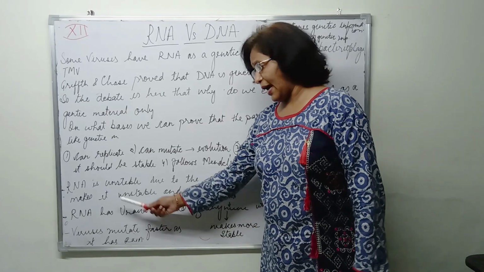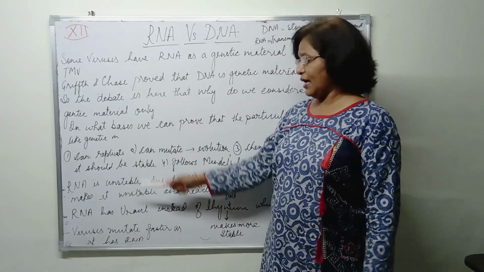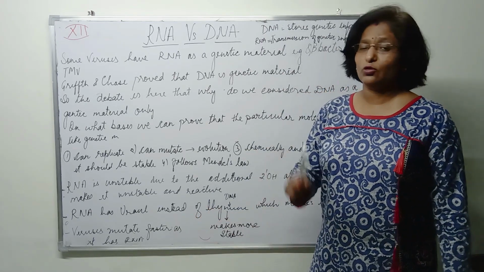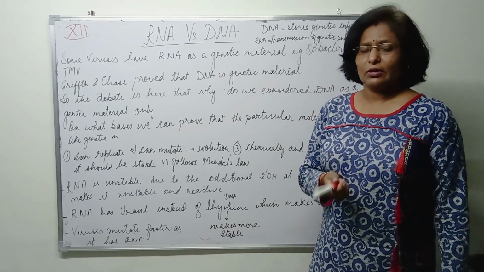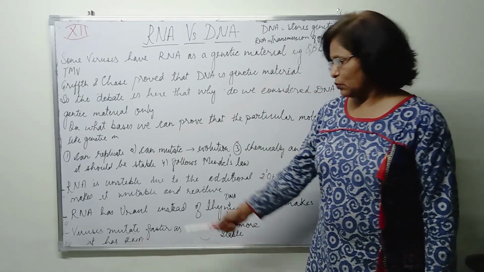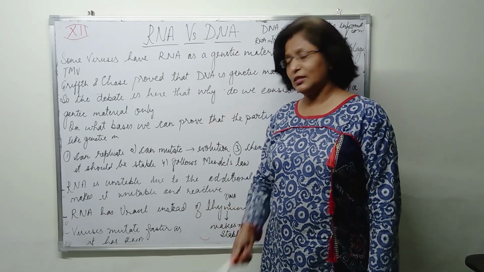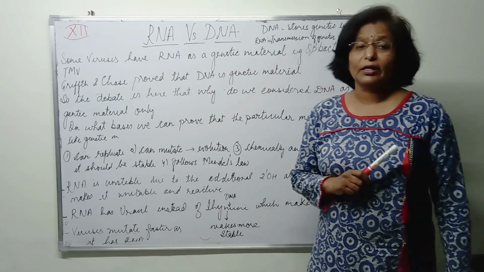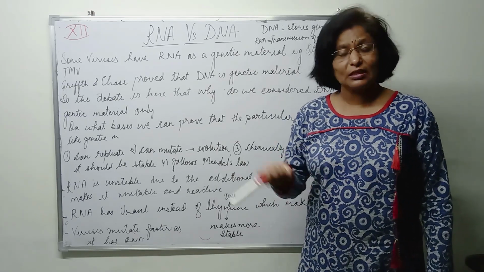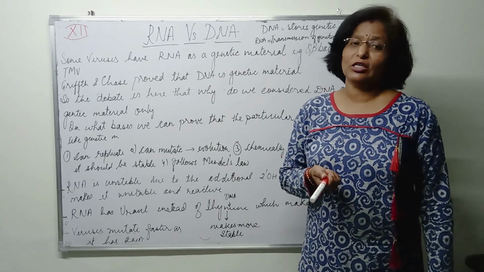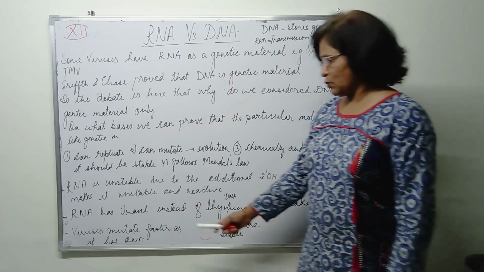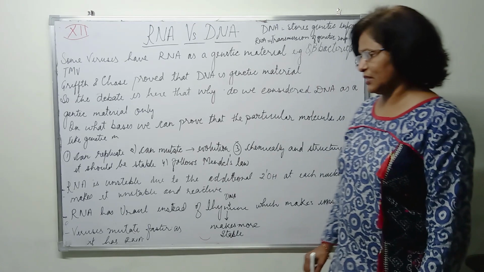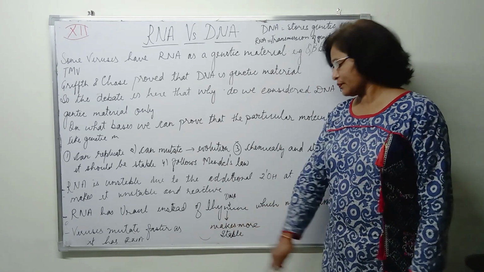Since viruses have RNA, and RNA is very reactive, it mutates very fast. That's why viruses also mutate very fast and change their structure chemically and structurally. So the viruses mutate faster as they have RNA.